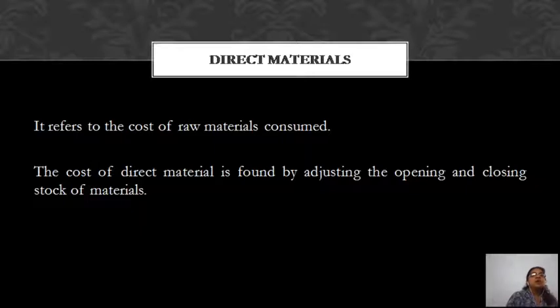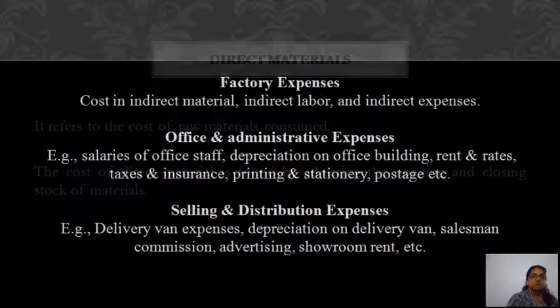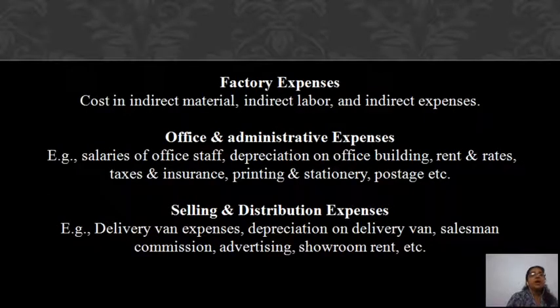To that we deduct the closing stock of raw materials, and the final answer to this formula is known as direct materials or raw materials consumed. See, the cost of direct material is found by adjusting the opening and the closing stock of materials. Now we come down to the indirect expenditures.